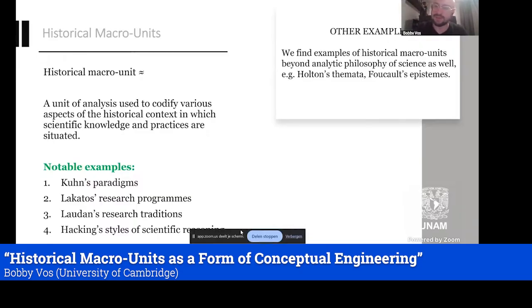So we can think within history of science proper. We have of course Holton's notion of themata. We have Foucault's notion of episteme. So all of these notions, and that's why I bundle them together here under this heading of historical macro units, we see in the use of such concepts, as diverse as they are, various attempts to codify and bundle together selected aspects of the historical context of scientific knowledge in a way so as to make them analytically tractable.